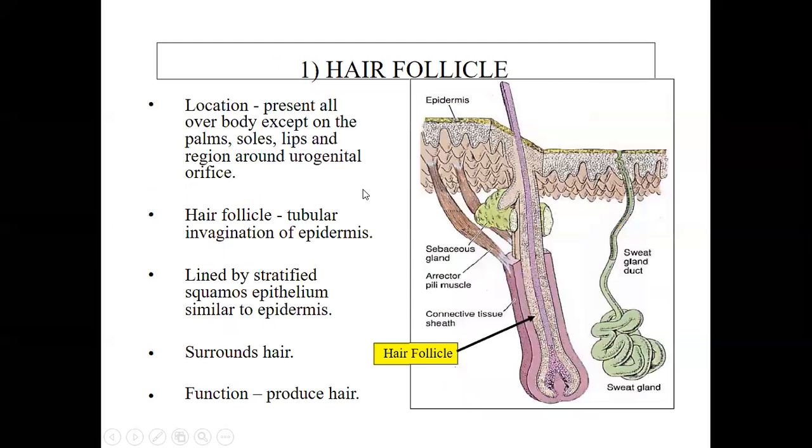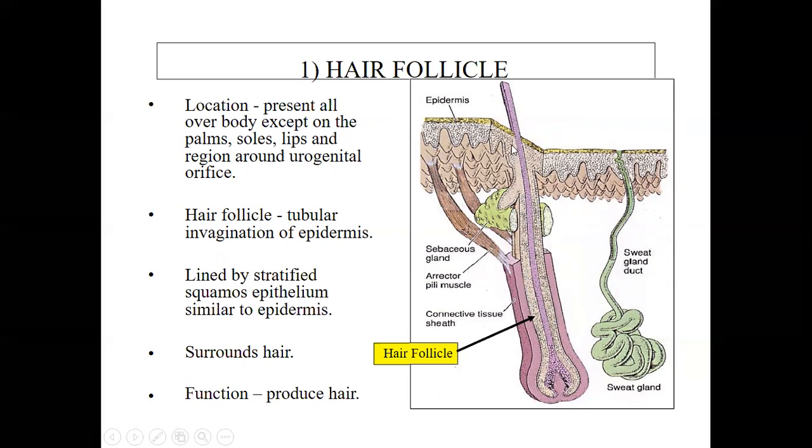Okay, for the hair follicle, this is the hair follicle. The hair follicle is present all over the body, except we have exceptions here that you have to remember: palm, sole, lips, and the region around the urogenital orifice. These are the exceptions.